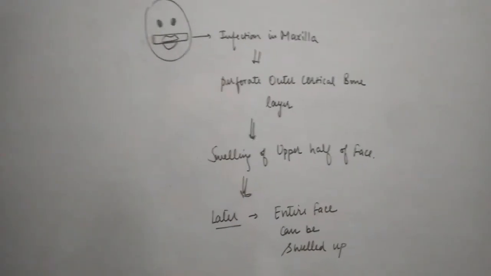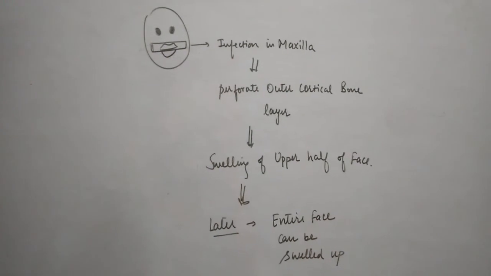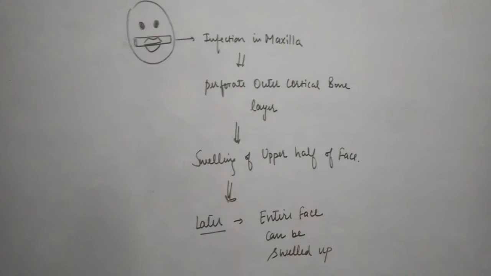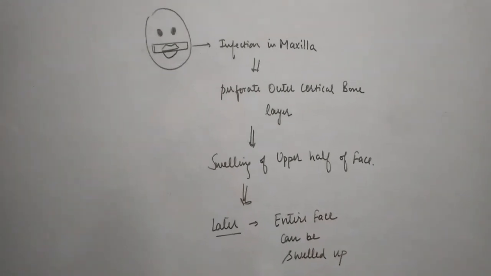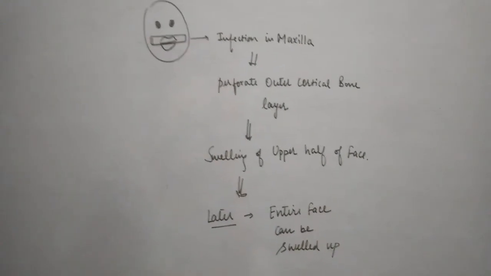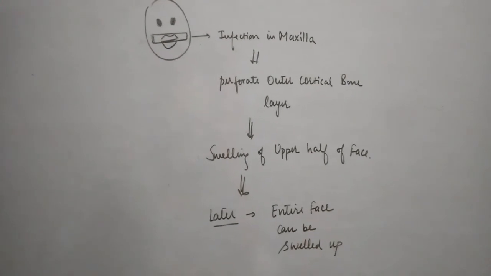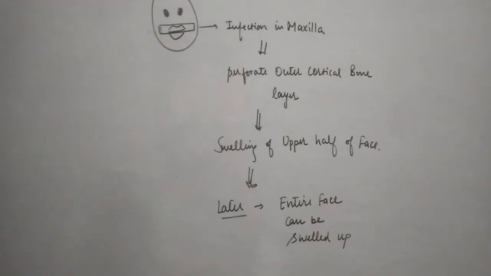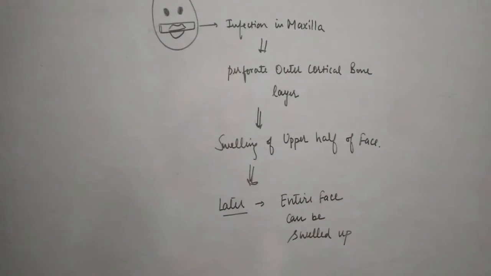Now infection in the maxilla. This infection can perforate the outer cortical bone layer, and after perforating, it may lead to swelling of the upper half of the face, that is the upper half, above the nose and eyes. But later on, the diffuse swelling can lead to swelling of the entire face.